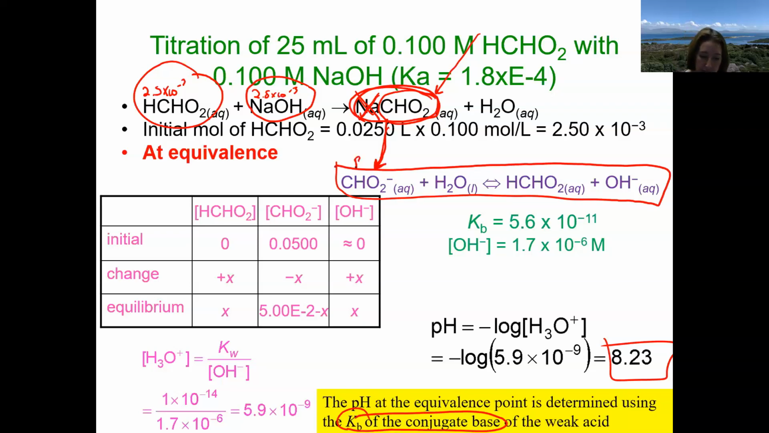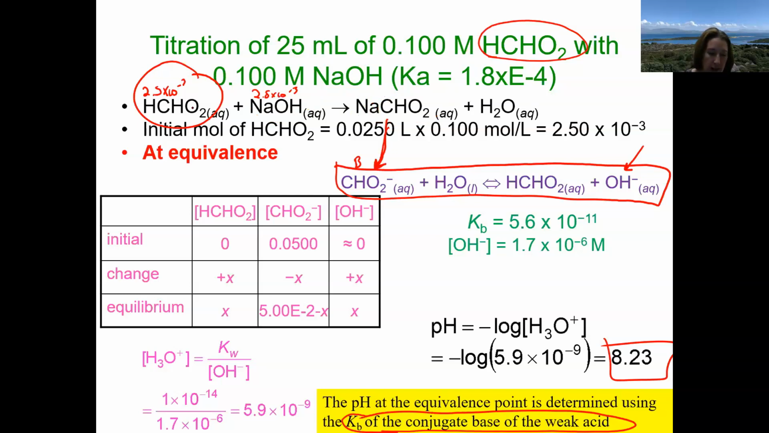And because this is a base and it makes OH, that's why we use the Kb of the conjugate base of the weak acid. So that's why this problem changed. And so at the equivalence point, when you have a weak acid and a strong base, you're always going to be using the Kb of that conjugate base of the weak acid, because all of our acid reacts with all of our base, and what it makes is our conjugate base. Again, the Na is not important to us. Think net ionics, not important to us. Okay, does that answer your question and clear some things up of why we went to our ice table from our moles table?